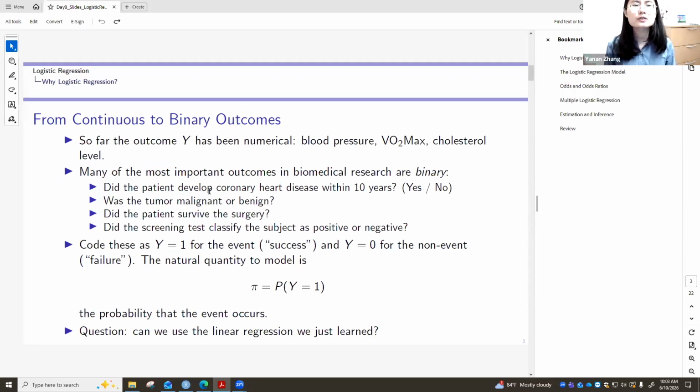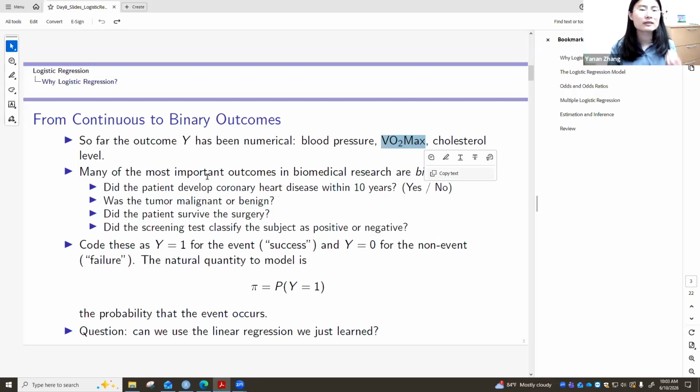In the previous 2 days, on Monday and Tuesday, we talked a lot about linear regression. We have seen a few examples. For example, we have studied the relationship between age and blood pressure. We studied the relationship between age, running time, and max heart rate with the VO2 max. And we also studied cholesterol levels between people who are smokers and non-smokers.